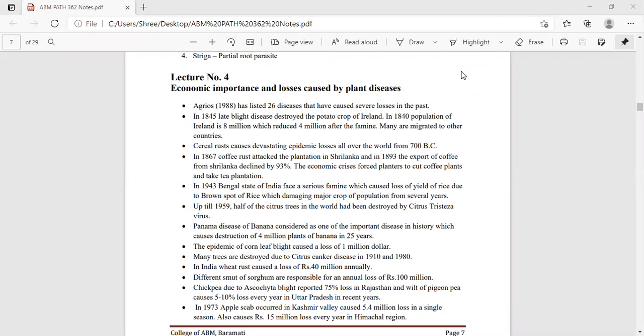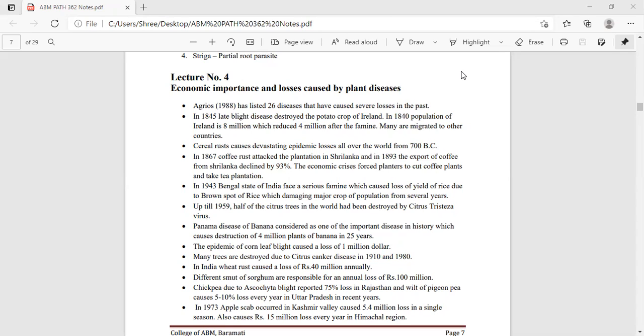So good afternoon, students. We are moving towards lecture number 4, that is economic importance and losses caused by plant diseases. Here are some examples of previous events in history which caused destructive losses due to plant diseases. First of all, Agrios in 1988 listed 26 diseases that have caused severe losses in the past.